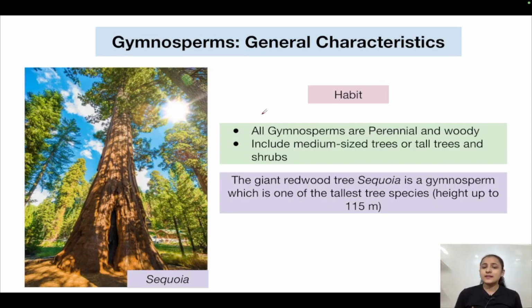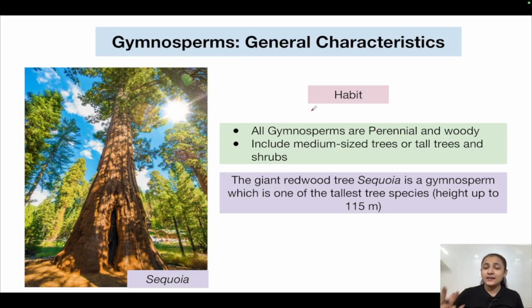Now let us look at some of the general characteristics, starting with the habit. All gymnosperms are perennial plants. That means that they can survive for more than 2 years. There are annual plants which complete their life cycle, that is, they flower, they produce fruits in 1 year and then they die.